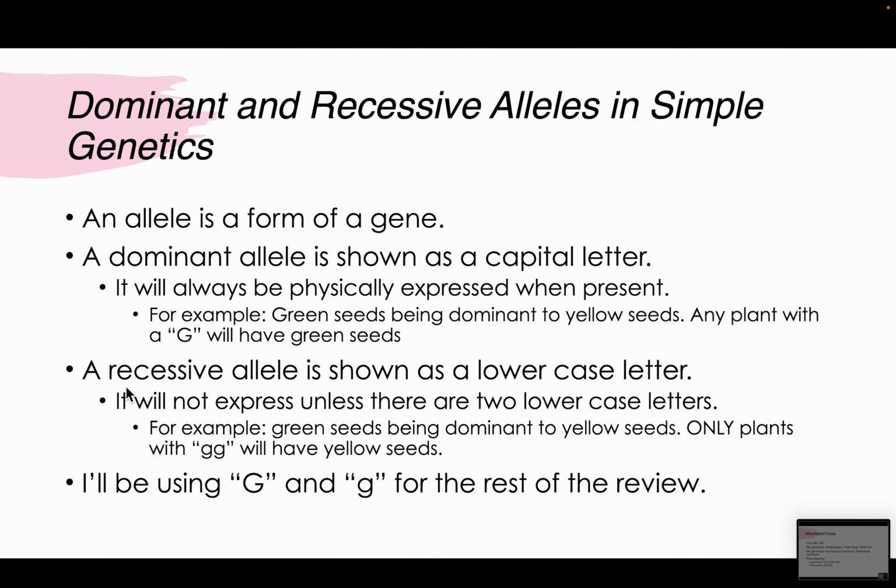But recessive alleles, on the other hand, will be expressed as a lowercase letter. So in this case, we're going to have little g here, or here. These are only expressed if they are not paired with a dominant allele or a capital letter. So as long as I have one capital letter, I will always show the dominant trait. But if I have two lowercase letters, then I will show the recessive trait. To recede means to run away. So it runs away or hides from the dominant allele.